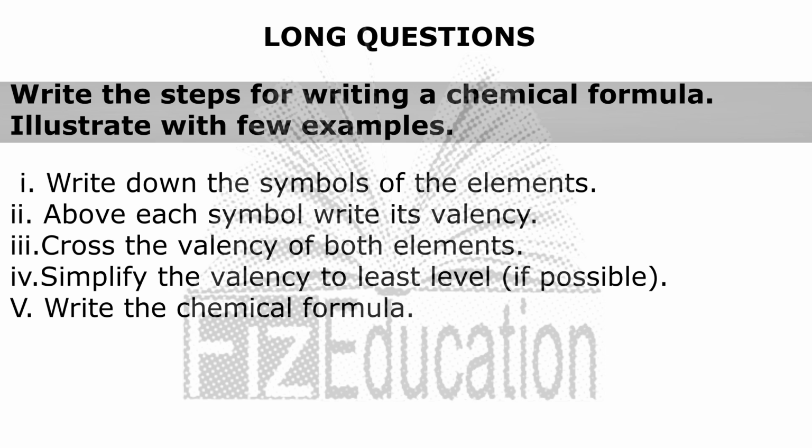3. Cross the valency of both elements. 4. Simplify the valency to the least level, if possible. 5. Write the chemical formula.